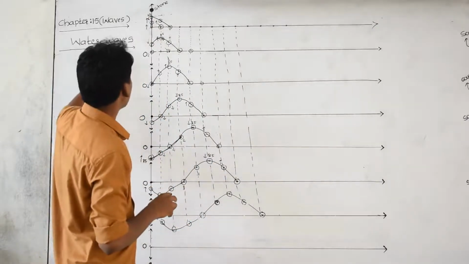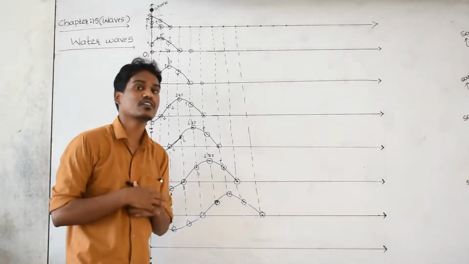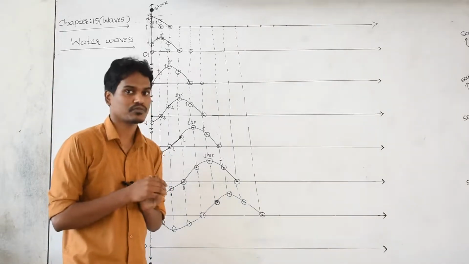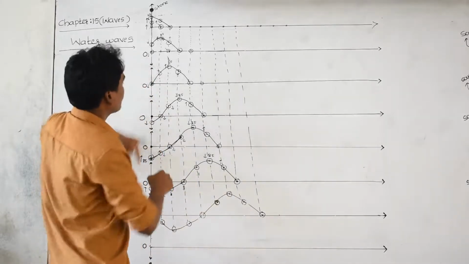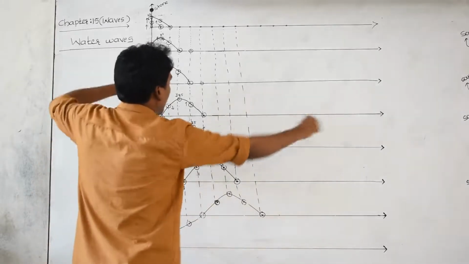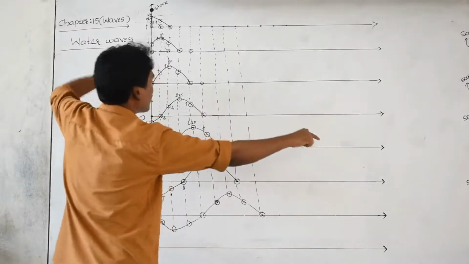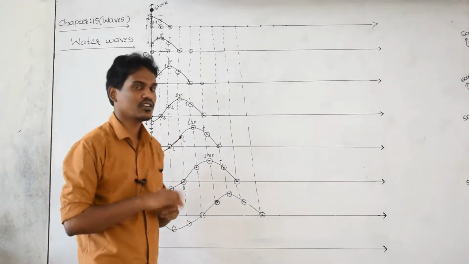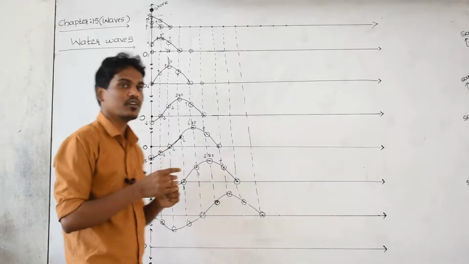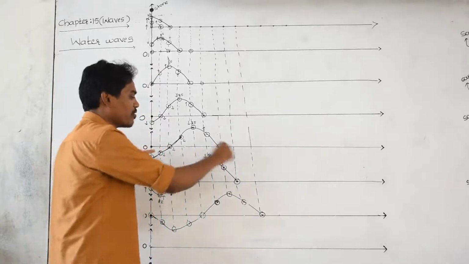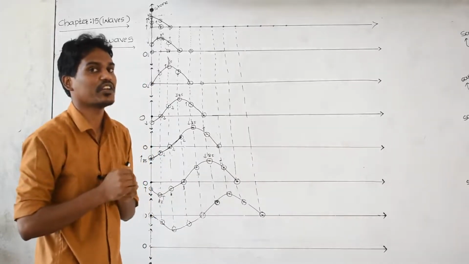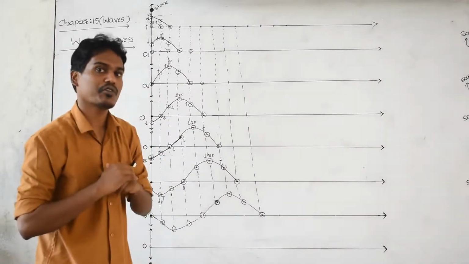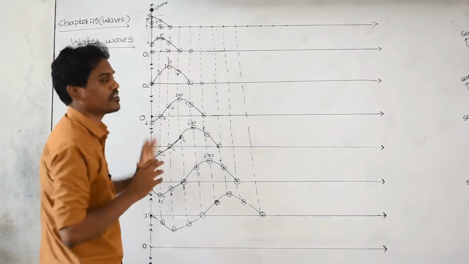This water wave is an example of a transverse wave. I told you the particles are vibrating in the y direction and the wave is moving in the x direction. The angle between the wave and particle direction is 90 degrees, and that is called a transverse wave. If the vibration of the particle and the wave direction are both in the same direction, we call that a longitudinal wave, that is the sound wave. Sound wave is longitudinal, but water wave is transverse.